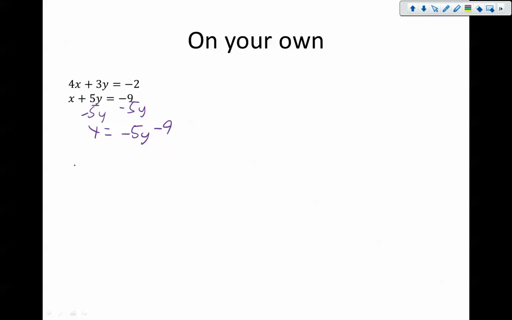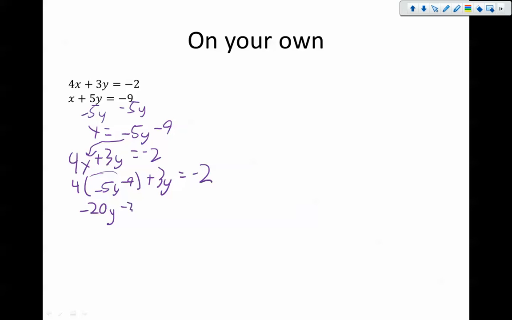Now, this expression that I got, I'm going to plug it in to this other equation, into the x value there. So I get 4 times negative 5y minus 9 plus 3y equals negative 2. Again, x and this expression are the same thing, so I can replace it here. Distributing the 4, I get negative 20y minus 36 plus 3y equals negative 2, which gives me negative 17y minus 36 equals negative 2. Adding 36 to both sides gives me negative 17y equals a positive 34, and therefore y equals negative 2.